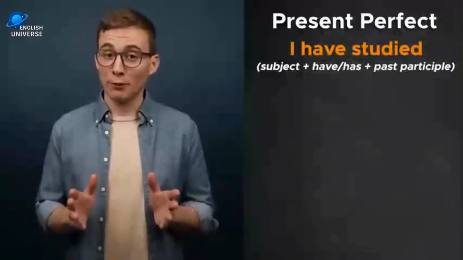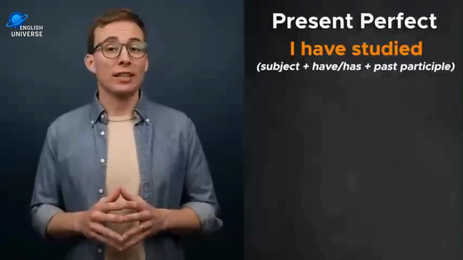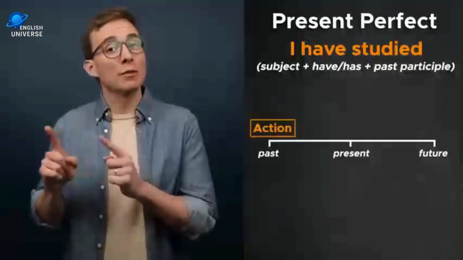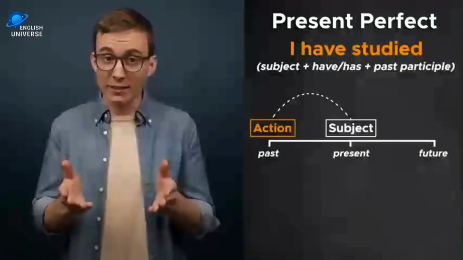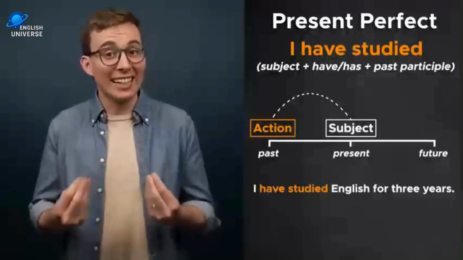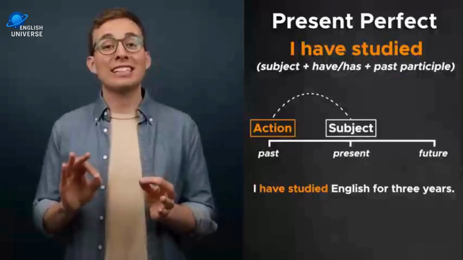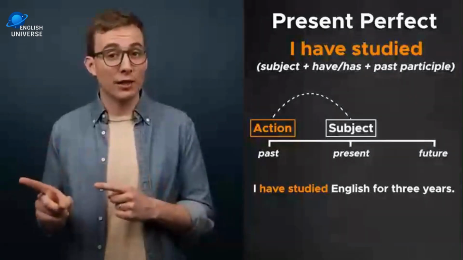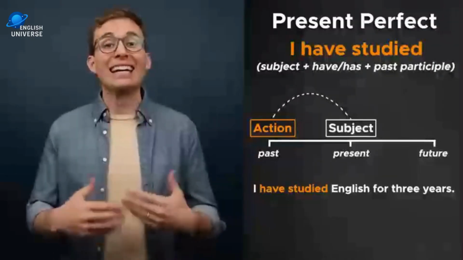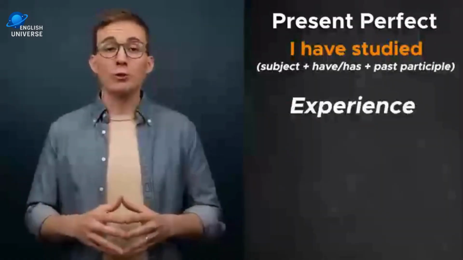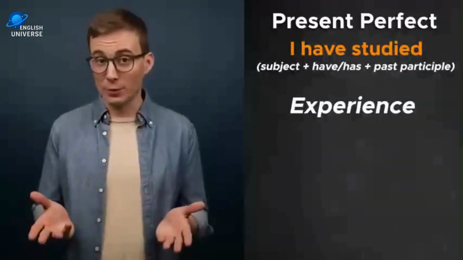The present perfect. I have studied. We use the present perfect when talking about how an action from the past describes the subject now, as in, I have studied English for 3 years. In this sentence, have studied English is a past action, but we're using it to describe who I am now. It's my experience.